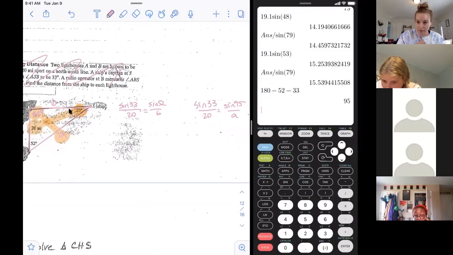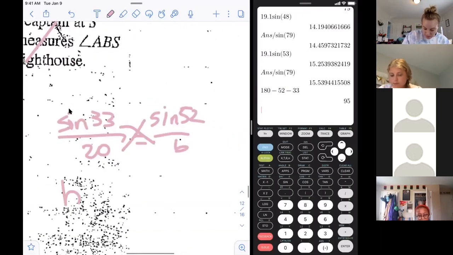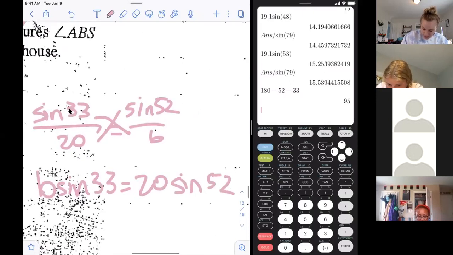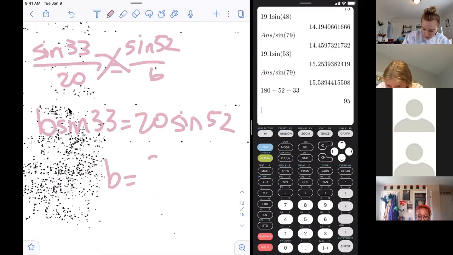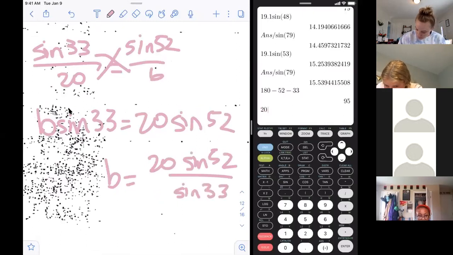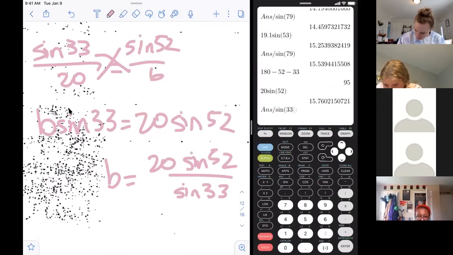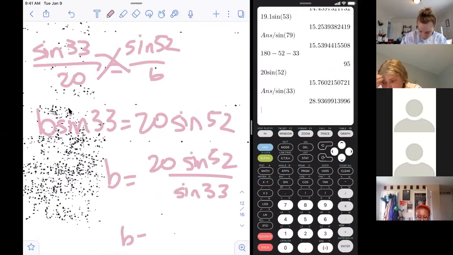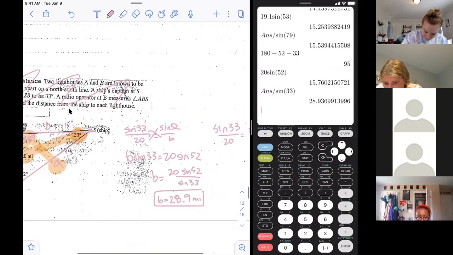I know we're right at the end, but I'm going to solve these very quickly. Okay, so stick with me for a minute. Cross multiply: b sine of 33 equals 20 sine 52. Divide by sine of 33. b equals 20 times sine 52 divided by sine 33, which is 28.9. That's this side right here, 28.9.